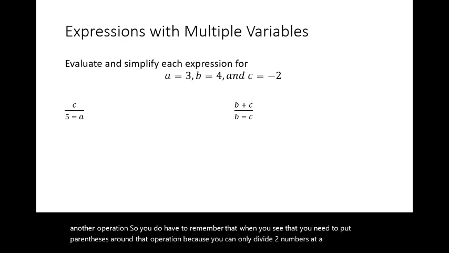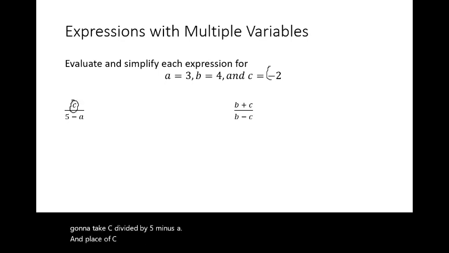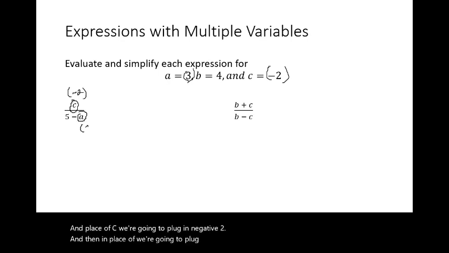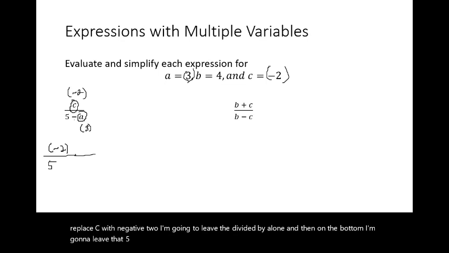So we're going to take c divided by 5 minus a. In place of c, we are going to plug in negative 2. And then in place of a, we're going to plug in 3. Anything that is not a c or an a needs to be left alone and left exactly where it is. So I'm going to replace c with negative 2. I'm going to leave the divided by alone. And then on the bottom, I'm going to leave that 5 alone. I am going to leave that subtraction alone. And then only in place of a, I'm going to replace it with 3.